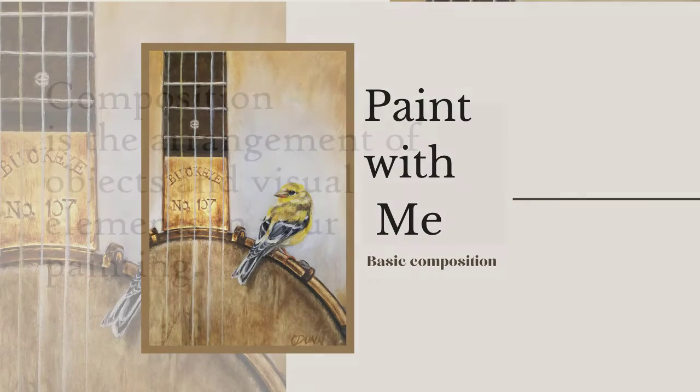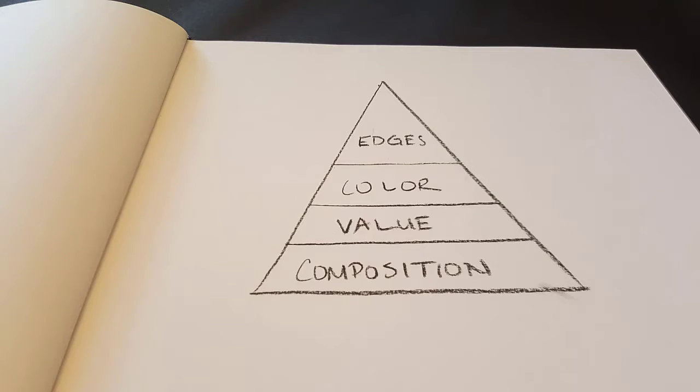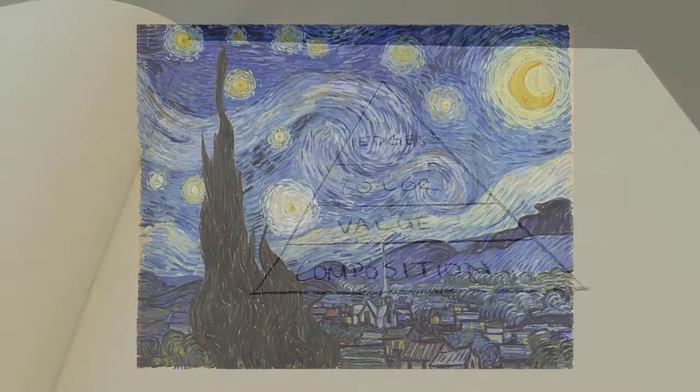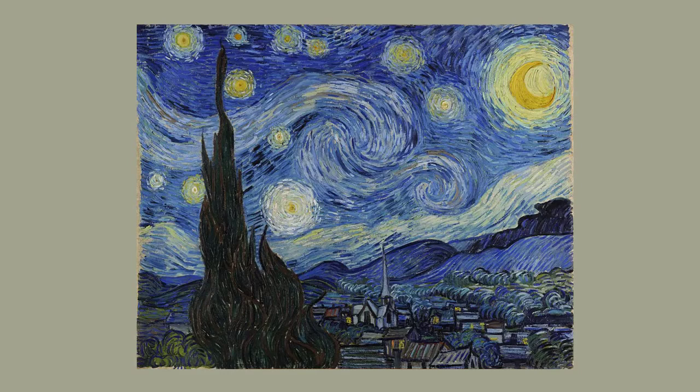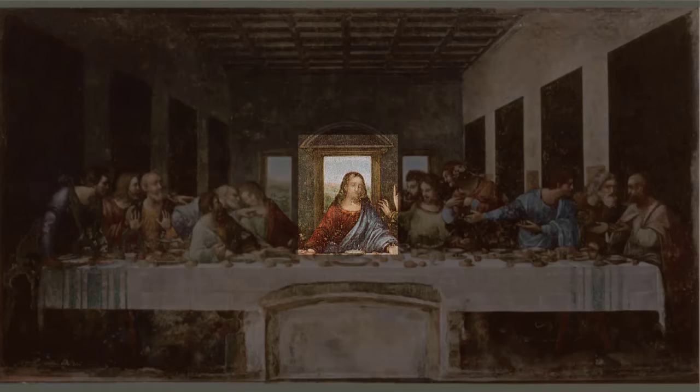Composition is the arrangement of objects and visual elements in your artwork, and it's arguably the most important thing that goes into a successful painting. A good composition draws the viewer into a painting and guides them through the experience so that they take in everything, and then the eye comes to rest on a focal point.